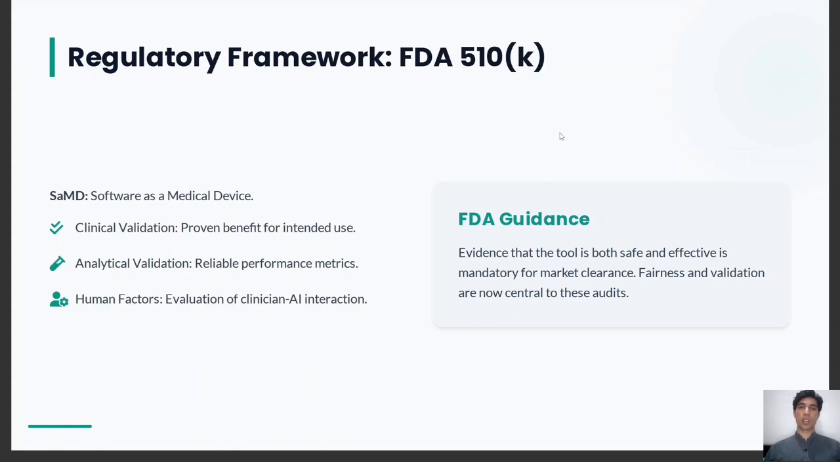So before we can run our model in production, we need to clear these regulatory frameworks and comply with these regulations. And they are both ethical and legal requirements.